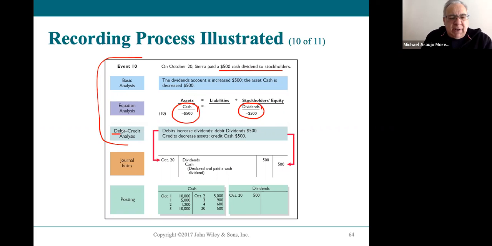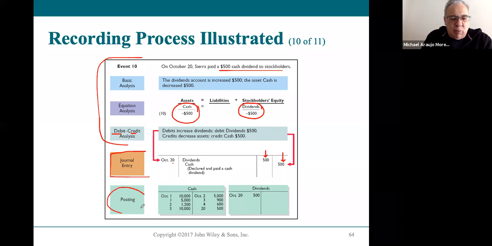So dividends are on the debit side in this case because they shrink retained earnings. Cash is going to be affected on the credit side because we have less cash. So we put it in the journal on the 20th of October. We have a debit of $500 to dividends and a credit of $500 to cash.